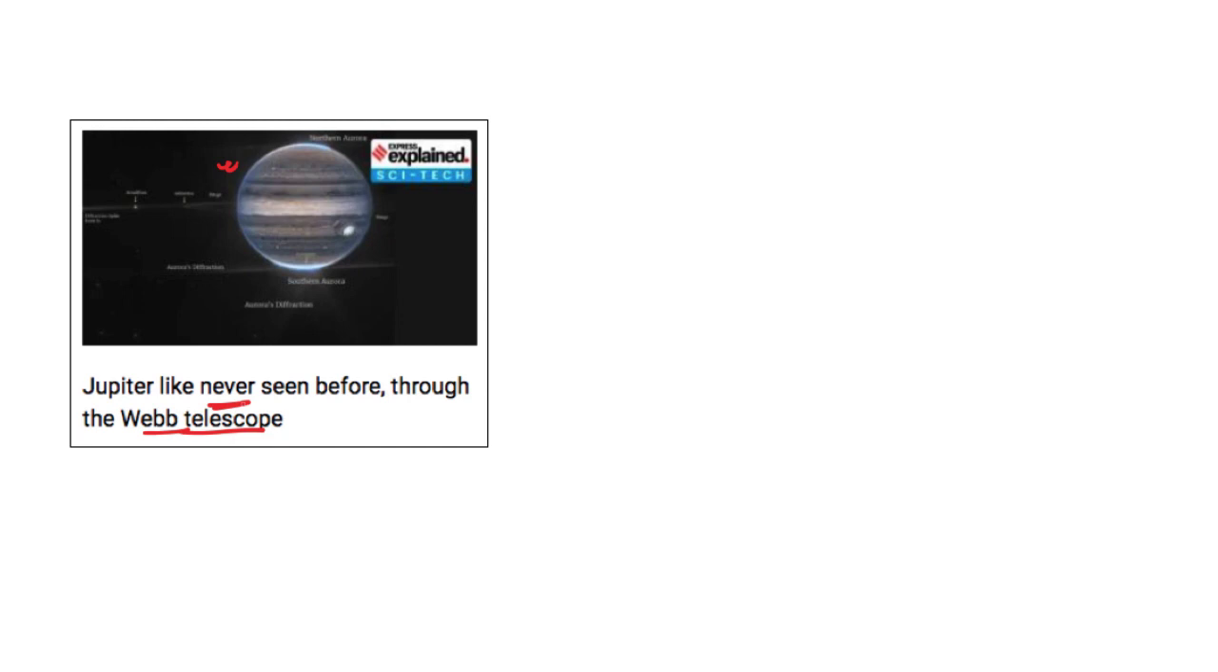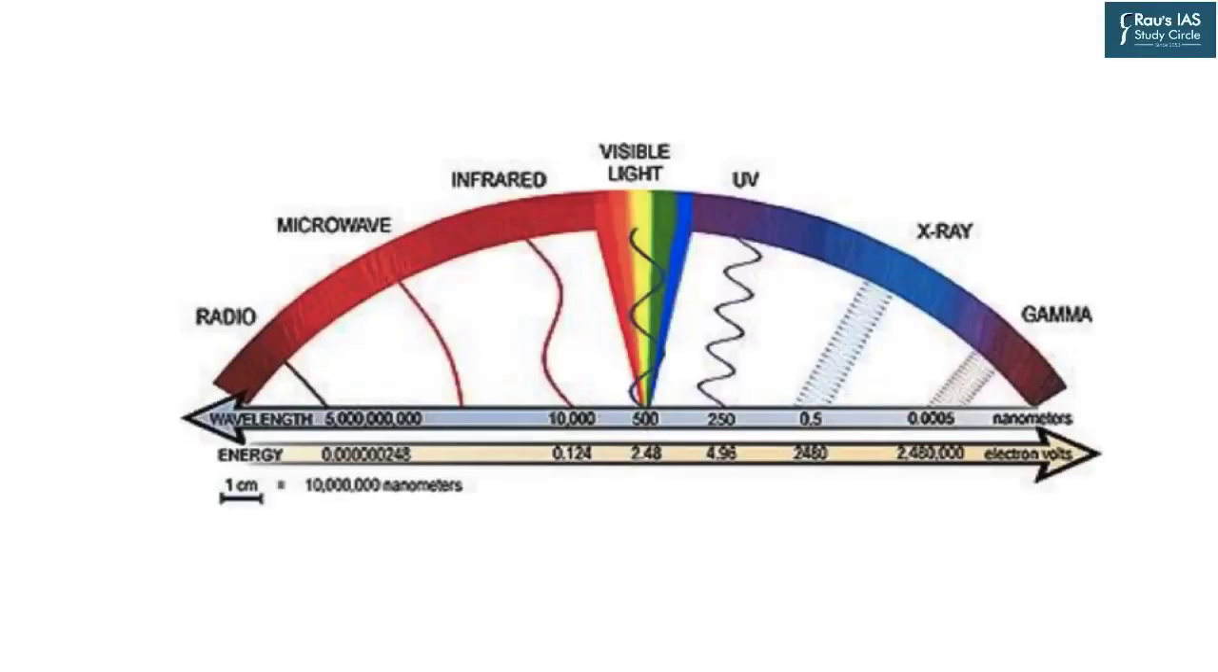So we'll take an opportunity to understand the basics of telescopic astronomy and what's so special in the James Webb telescope that now we have images of the planets that we never saw before. See, first of all, you would know that electromagnetic radiation can be divided into various bandwidths. The ones having the highest energy are in the range of gamma rays, followed by X-rays and ultraviolet.